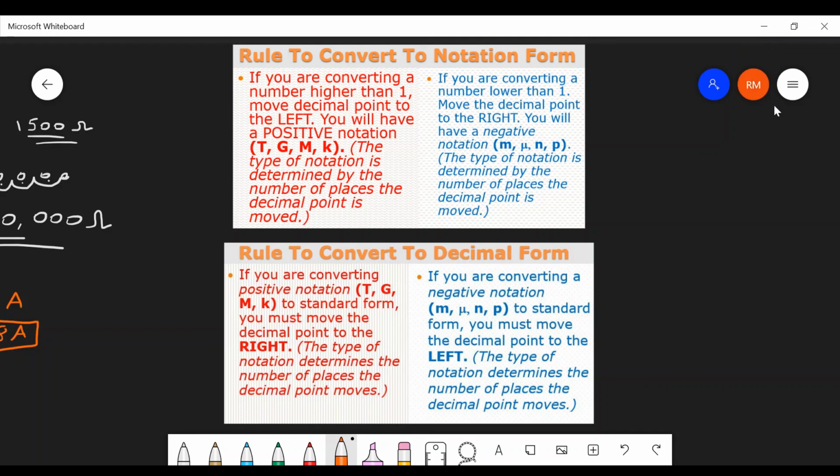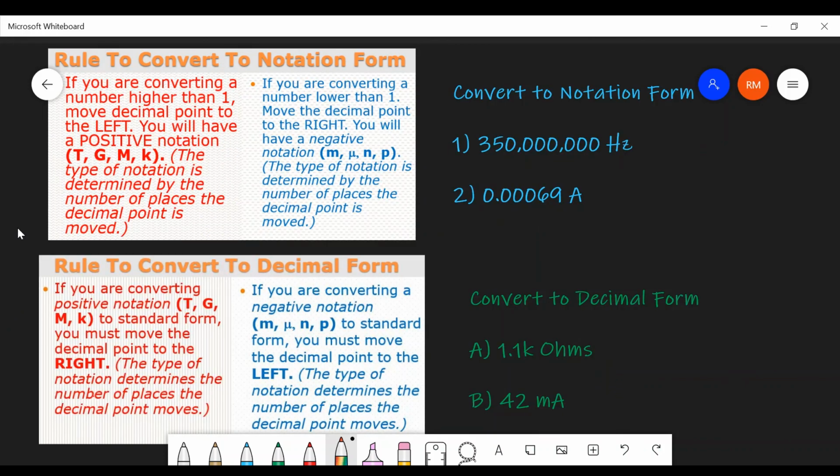If this helped, I'm gonna post some bonus questions for you guys coming up. Here are your bonus questions. Alright, the ones in blue, convert them to notation form. The ones in green, convert them to decimal form. You can post your answers on the comment section.